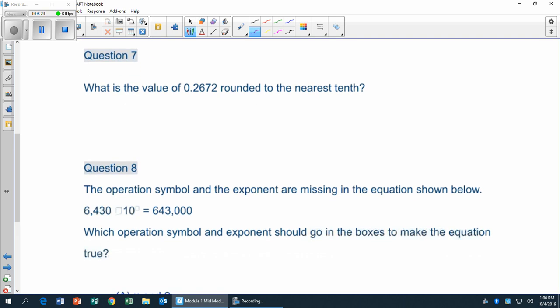Question 7 says, what's the value of 2,672 10,000ths rounded to the nearest tenth? So we're going to go back to our rules. So we want the tenth spot. It's right here. So we underline, we box the digit to the right. The 6 tells us it's big, it's a bully, it's going to push the 2 up to a 3. Everything to the left stays the same. And because we're on the decimal side, everything to the right, poof, disappears. And that's our number rounded to the nearest tenth.